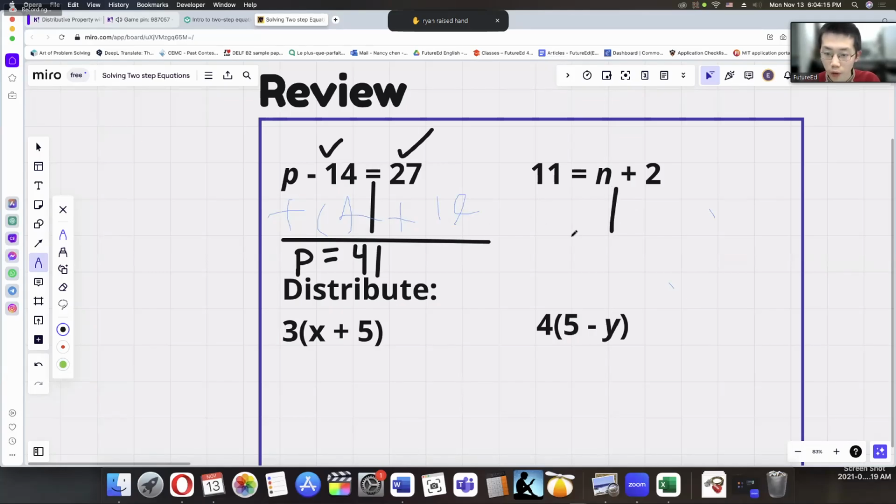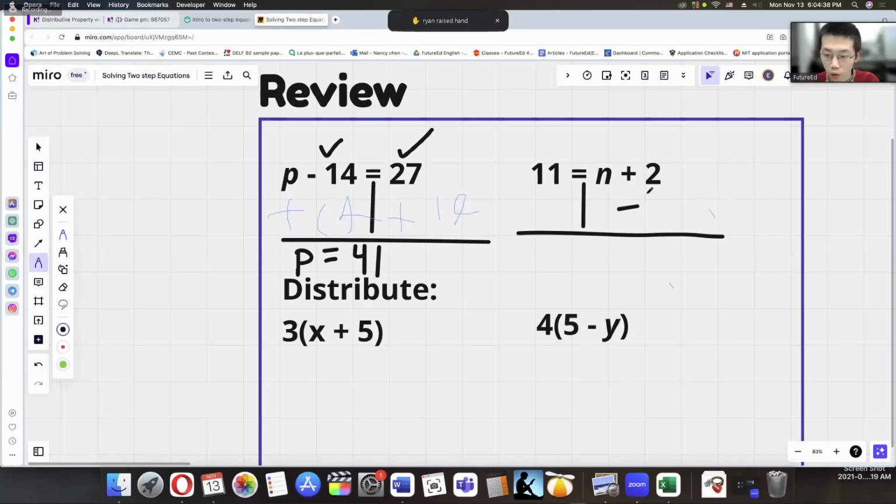Do I have any volunteers who would like to try 11 equals n plus 2? Jason, would you like to give this question a try? Hey, Jason. 11 minus 2. Okay, so why would I want to subtract the 2? Because n plus 2 equals 11, no? So basically we do the opposite. 11 minus 2 equals 9.